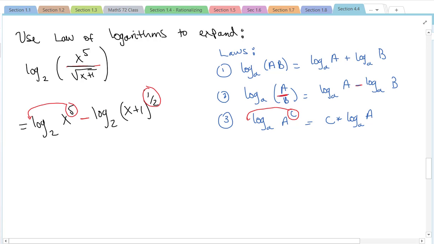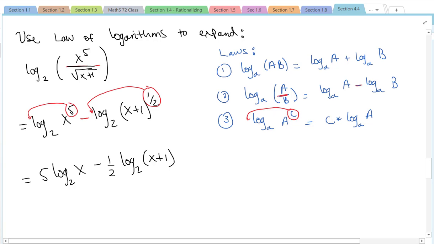So the 5 is going to come to the front of the log base 2 of the x, and the 1/2 is going to come to the front of the log base 2 that has the x plus 1. So this will look like 5 log base 2 of x minus 1/2 log base 2 of quantity x plus 1.